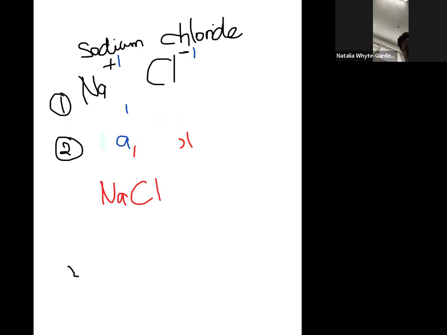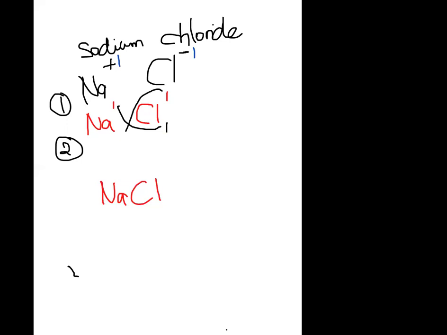We write the formula of the ions, right? Sodium is +1, but I'm writing it now without the plus or the minus sign. So it's sodium 1, chloride 1. Then I will swap. When I swap, the number at the top of sodium goes to the bottom of chlorine. Clear?